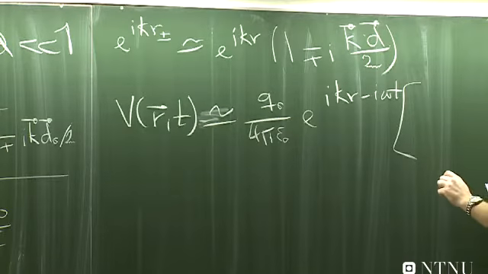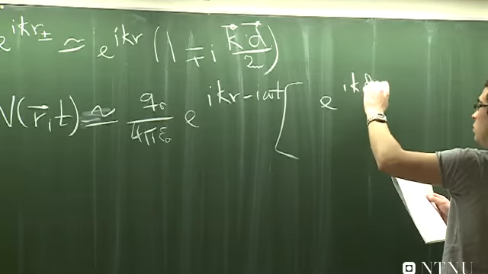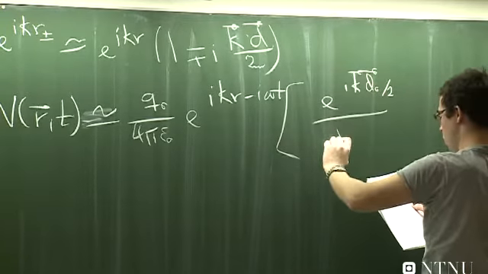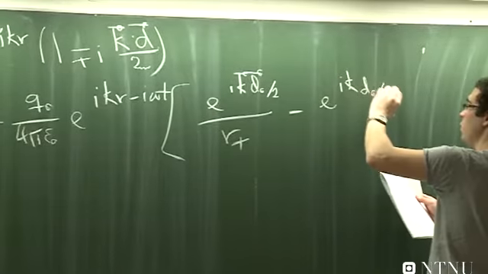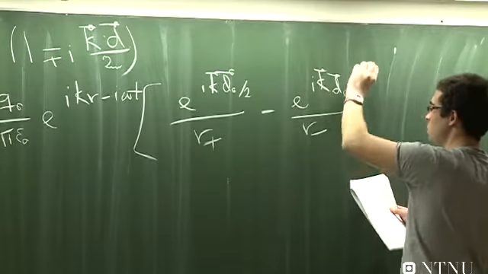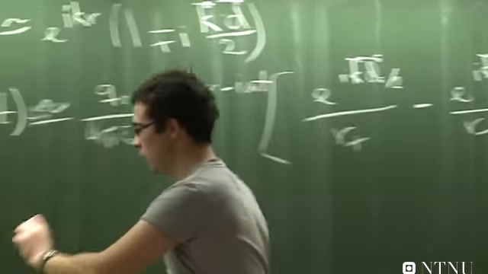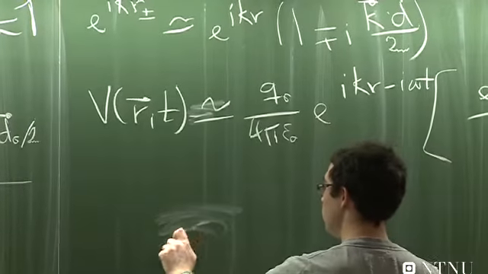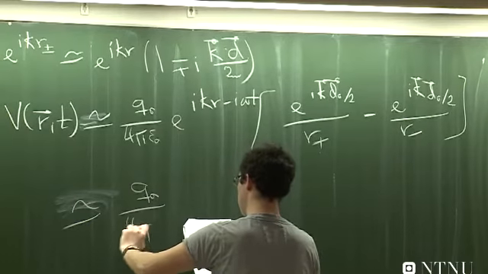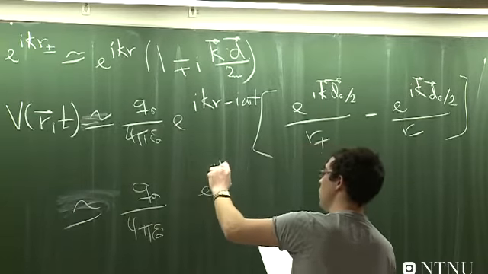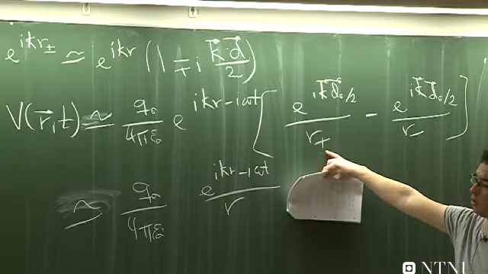And two terms, e to the i k d naught half over r plus minus e to the i k d naught half over r minus. And then finally inserting for these two, I will get, let's see, an approximation, q naught over 4 pi epsilon naught e to the i k r minus i omega t over r, because that's the dominating term here.